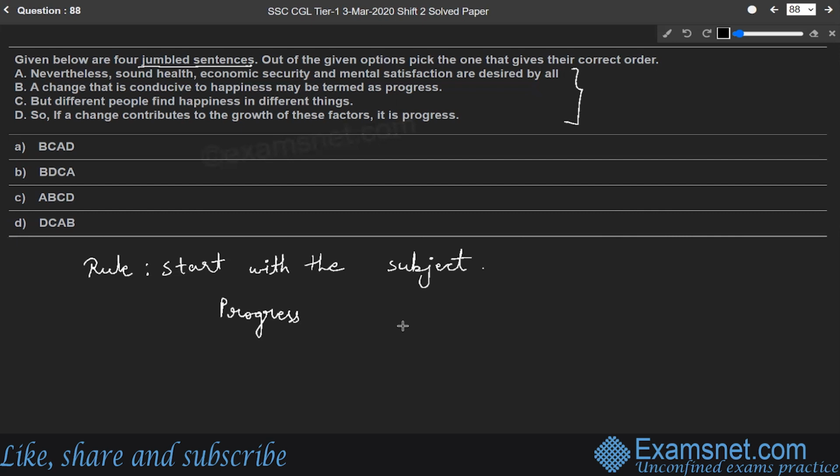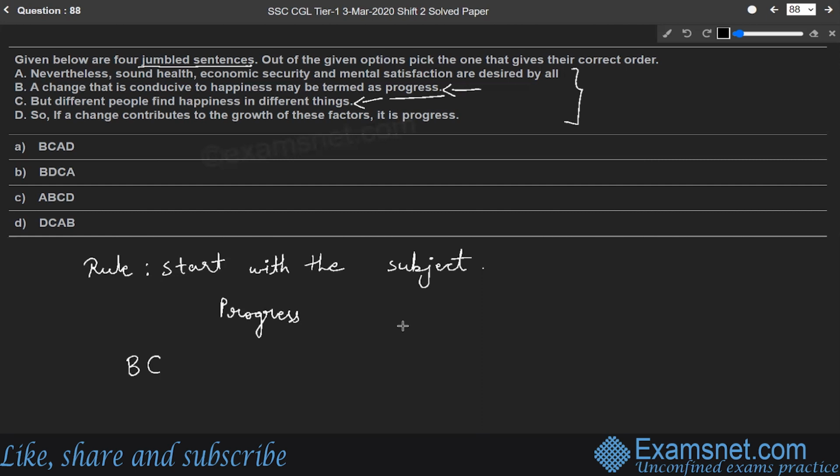It is statement B, right? Because statement B says a change that is conducive to happiness may be termed as progress. So in statement B, there is an introduction to the topic. It talks about how a change that causes happiness is called progress. So first statement will be statement B. All right. Then this statement will be followed by statement C. Because you can see that in statement B, there is a basic introduction for progress. And in statement C, it is defined that how different people find happiness in different things. Statement C basically talks about how happiness is subjective. So statement B will be followed by statement C.